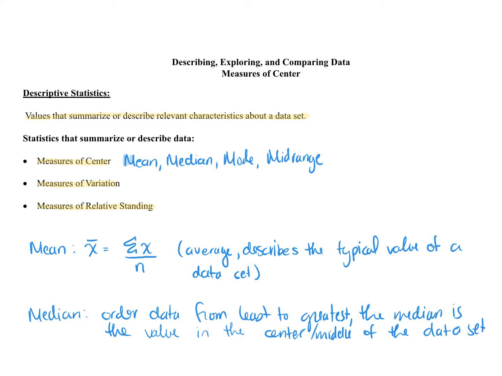Okay. When we talk about mode, mode is the value that occurs the most. And then the mid-range is the value that's midway between your maximum number and your minimum number in your data set. So if you want to calculate your mid-range, just take your minimum value, add your maximum value, and then divide that by 2. That's going to give you the mid-range, okay?